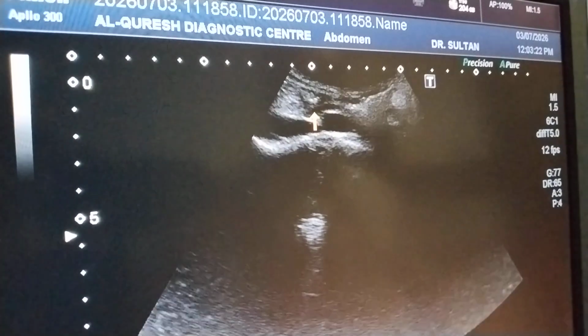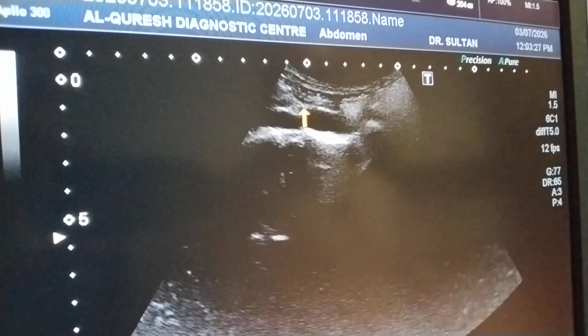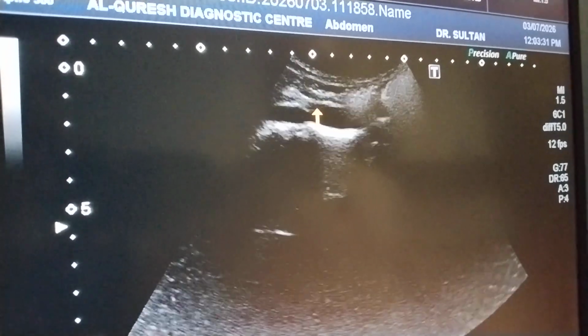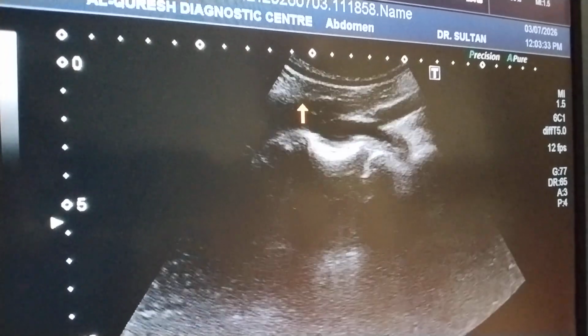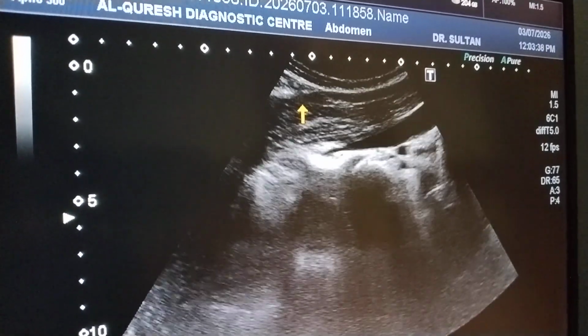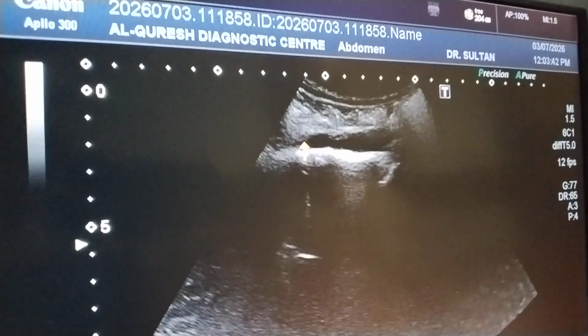This is the ureter, dragging it slowly until we reach the level of the iliac vessels. So this is one method to trace the proximal ureter.